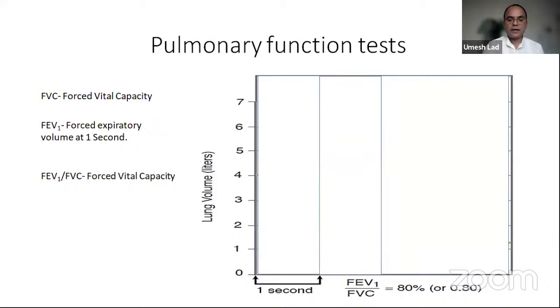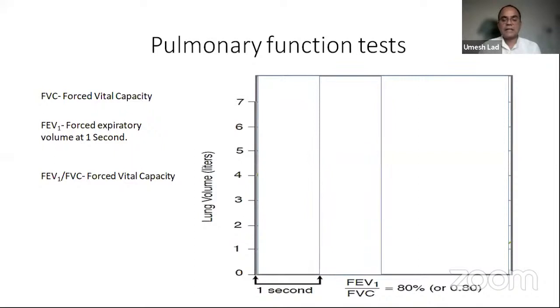Now, if you see the diagram again, these are again called dynamic lung function tests because they are plotted against time. On the x-axis the time is there, and on the y-axis lung volume is measured in liters. Now this is forced. If you understand the name itself, it is forced vital capacity, not vital capacity. And FEV1 is forced expiratory volume at the first second, at the end of the first second.